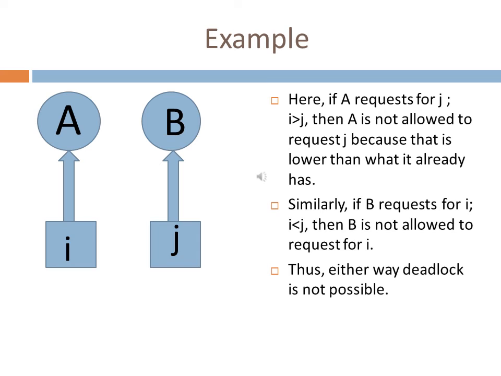Here, if A requests J, then since I is greater than J, A is not allowed to request J because that is lower than what it already has. Similarly, if B requests I, which is less than J, then B is not allowed to request I. Thus, either way, deadlock is not possible.